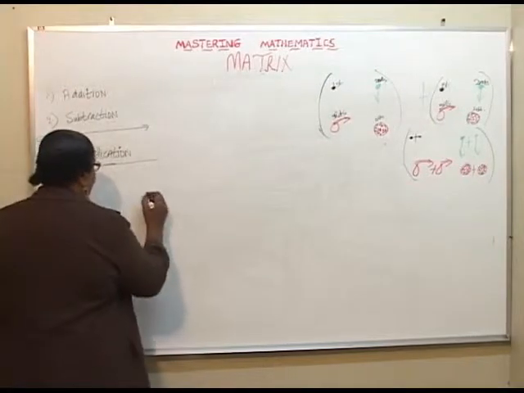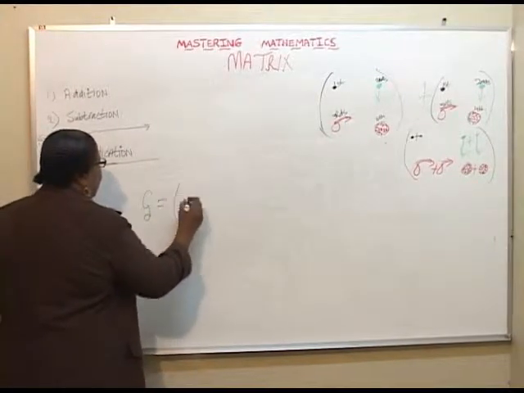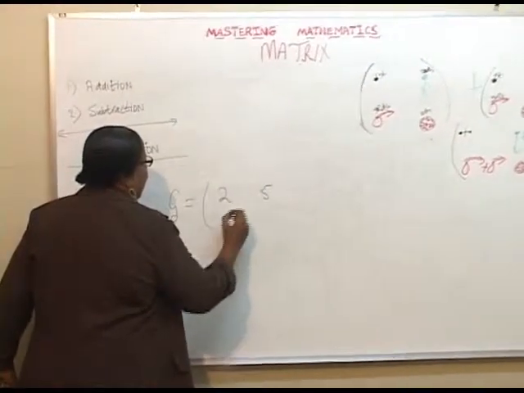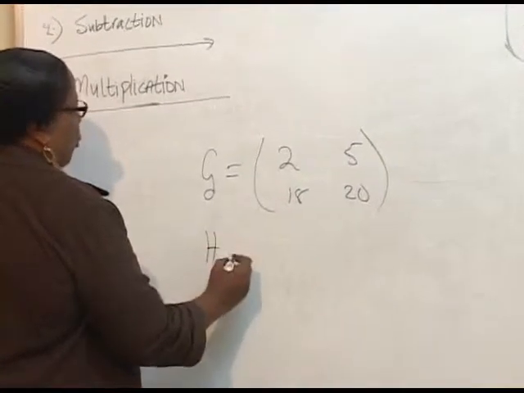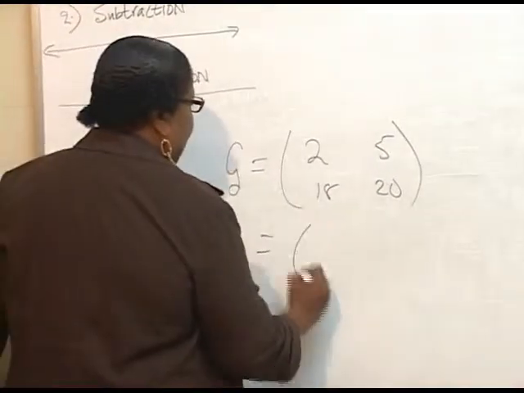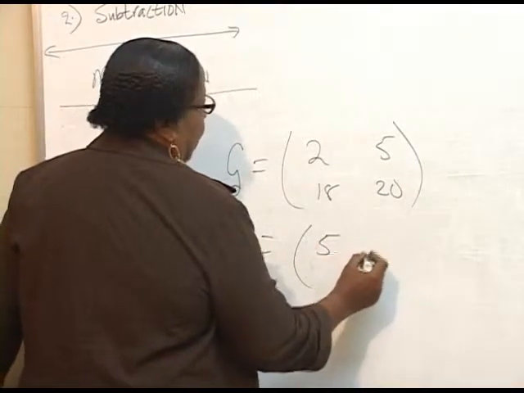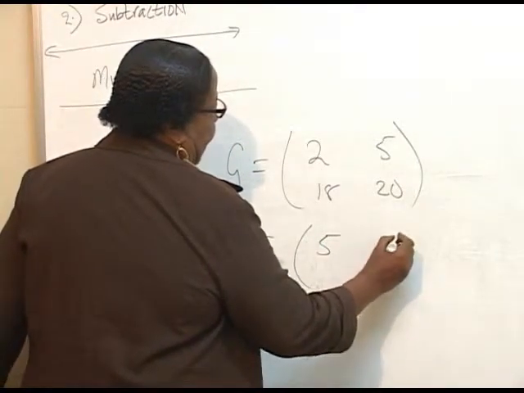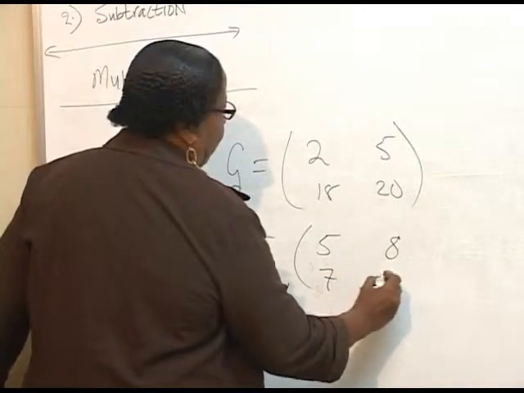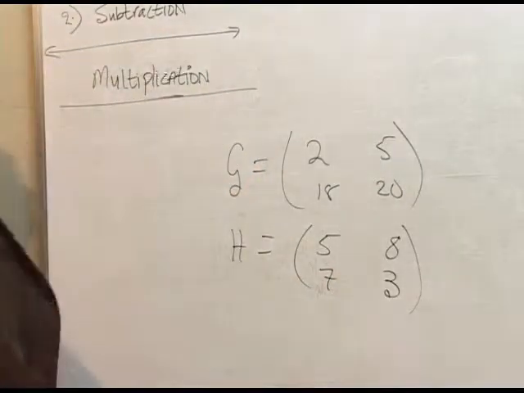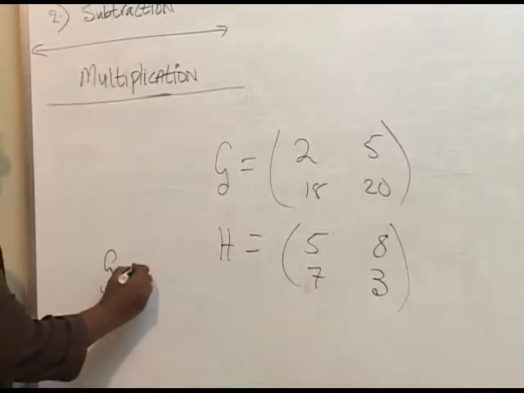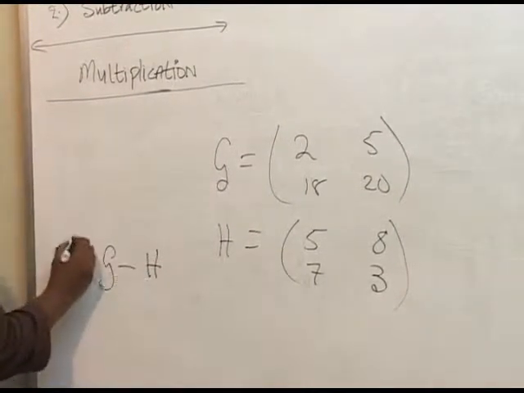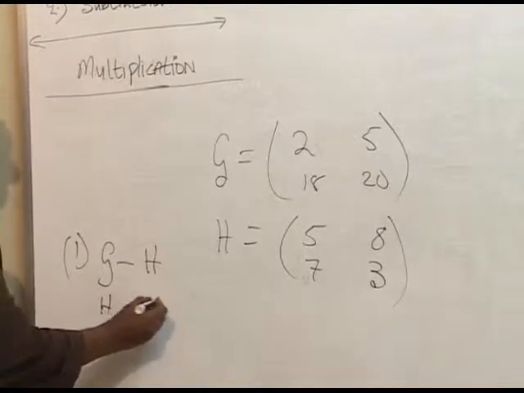If I have the matrix G and it's equal to, let's say, 2, 5, 18, and 20, and I have H, which is equal to 5, 8, 7, and 3, and I want to do a subtraction, and I'm going to be saying find the difference, so I can have G minus H, and I would want to look at H minus G.